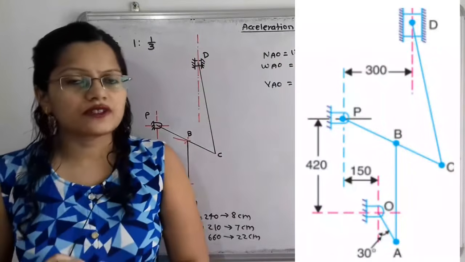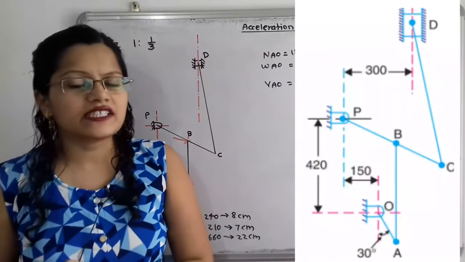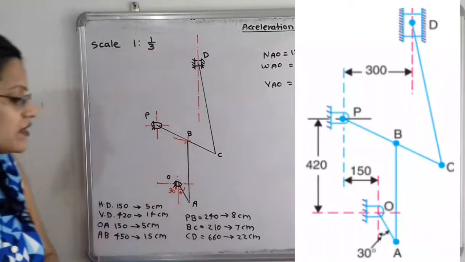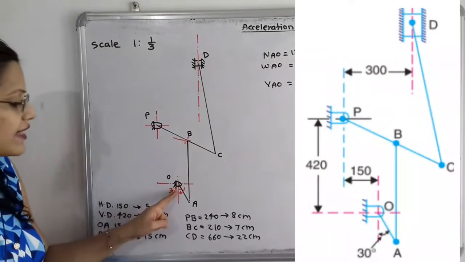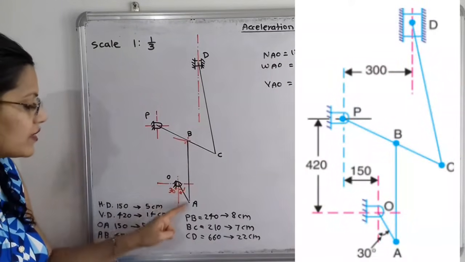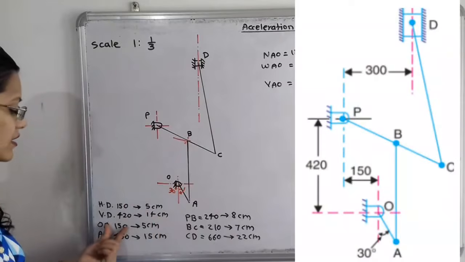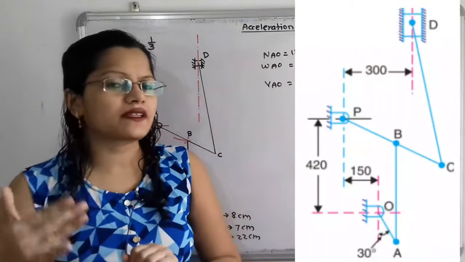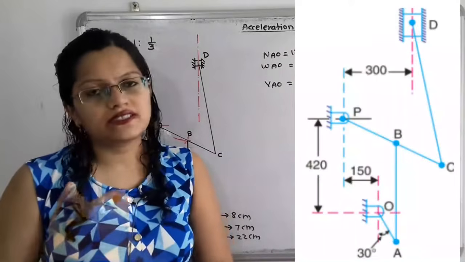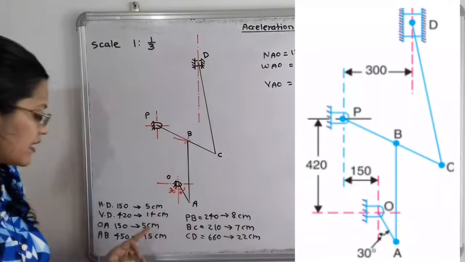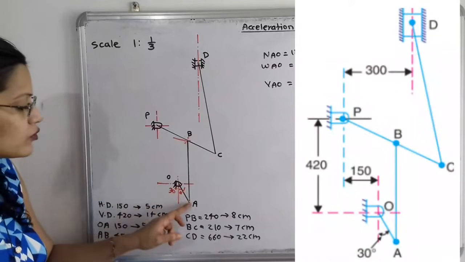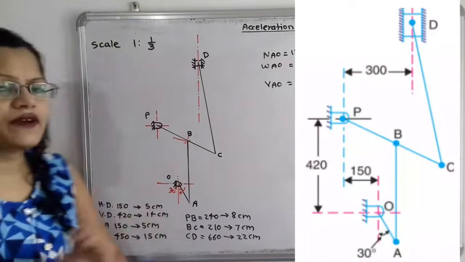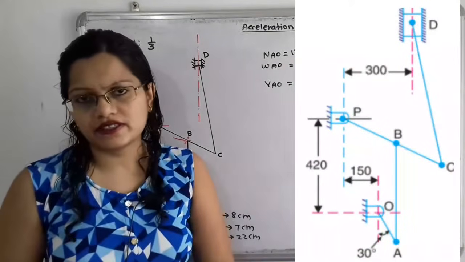Now the crank OA is given at a 30-degree angle with the vertical line. So we will take the 30-degree angle with the vertical line and length 150 mm, that means 15 cm. As per the scale we divide it by 3, so 15 divided by 3, that is 5 cm, and we draw one line. In this way point A is fixed.